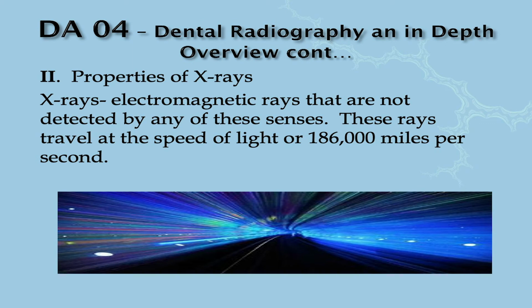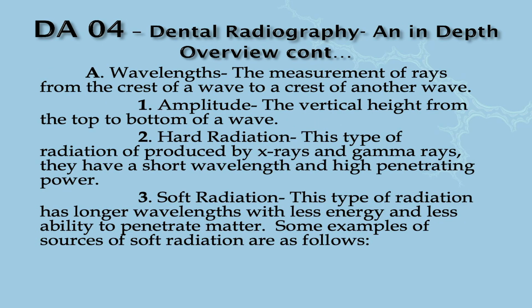The properties of X-rays. X-rays are electromagnetic rays that are not detected by any other sense. They travel at the speed of light, and they have different wavelengths associated with them. The measurement of rays is from the crest of the wave to the crest of another wave. There's amplitude, hard radiation, and soft radiation that is also part of those wavelengths. Amplitude is the vertical height from the top of the wave to the bottom.